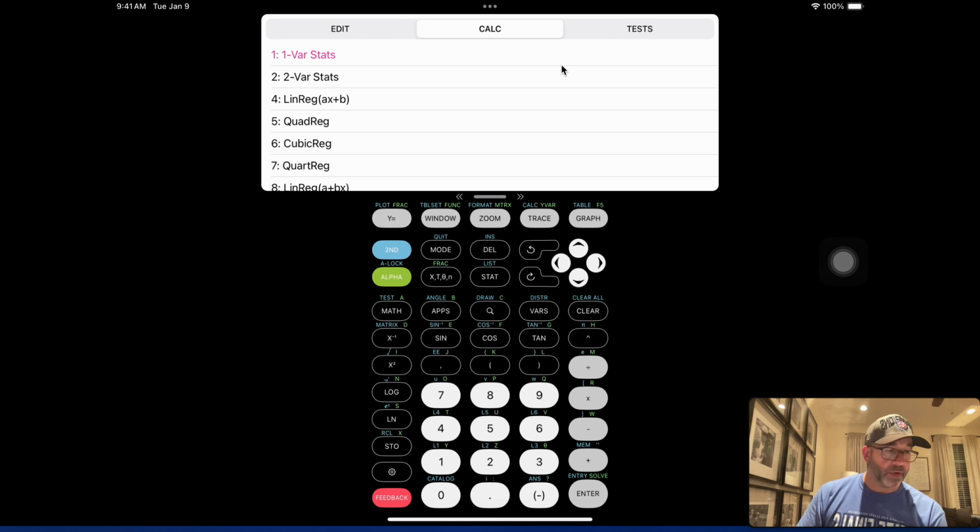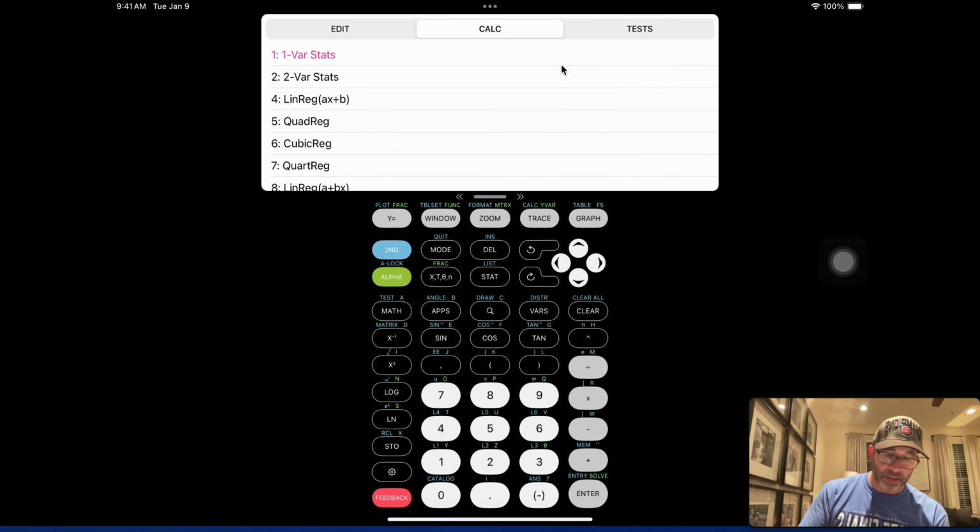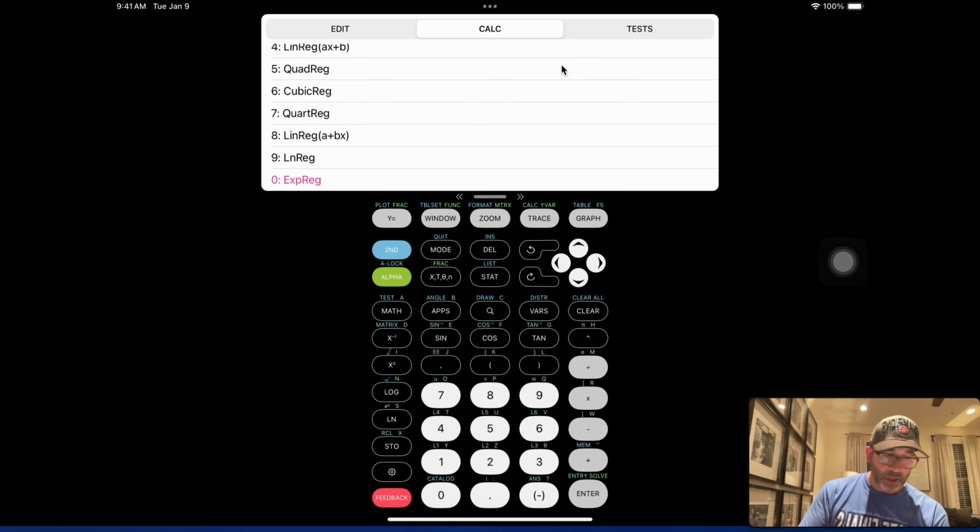So let's go ahead and do it again. This time we're going to calculate and do the exponential regression. So we're going to go down and do exponential regression. And for this one, we're going to get 0.99. Okay. Then we're going to do one more time. We're going to calculate the regression, and we're going to do log regression.